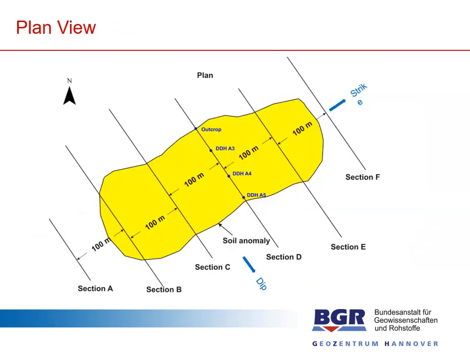What you can see here is the plan view of a soil anomaly, and this soil anomaly is supposed to be tested by drilling on different sections. We will focus on section D. Section D has an outcrop in the north end. The deposit is dipping to the southeast. We will have a look at the drill holes A3, A4 and A5, and then on the next slide I will show you how to calculate the tonnage based only on this section D.